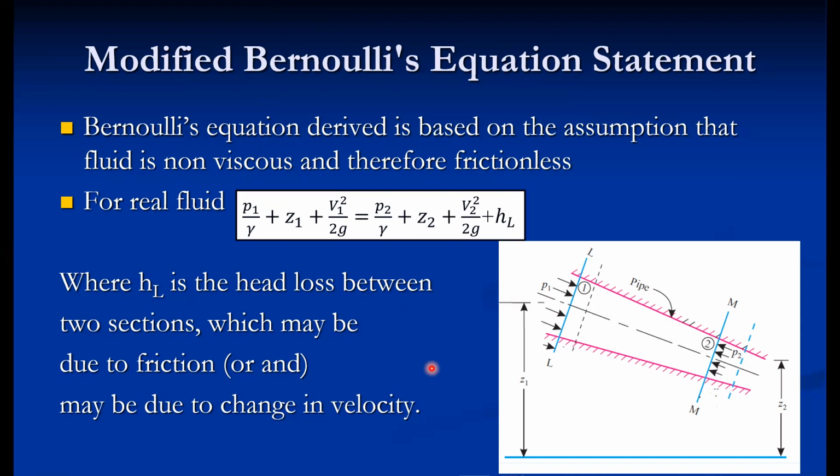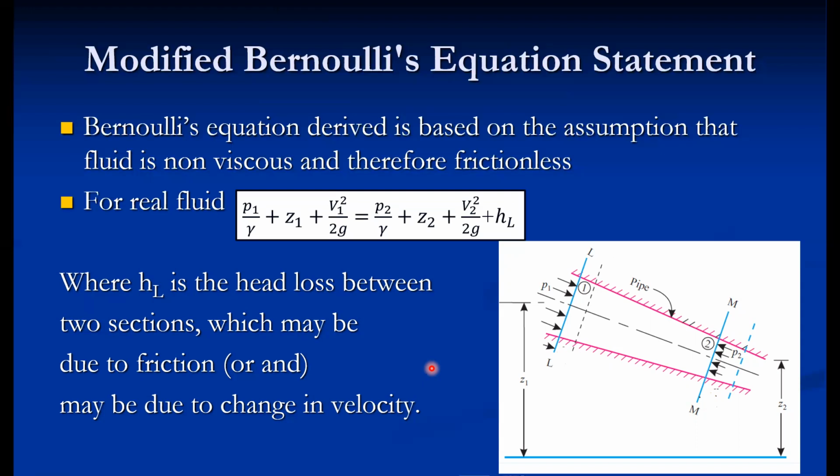So up to a certain level, we can use water, but still there are losses that need to be considered if the pipeline exceeds 1 meter, or if there are bends or a sudden change in velocity. Then we cannot neglect the losses. So this is a modified version of Bernoulli's equation.